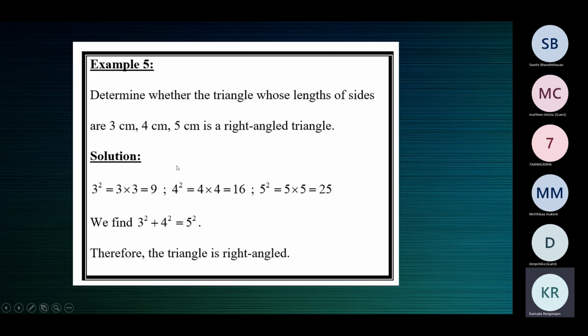Now, is it possible that when you add any two numbers, you get the third number? Like when you add 9 and 25, what do you get? 34. And 34 and 16 are not equal. When you add 16 and 25, it is 41, and it's not equal to 9. But when you add 9 and 16, it's equal to 25. So you see that 3 square plus 4 square is equal to 5 square. When such a property is satisfied, the triangle is a right triangle.